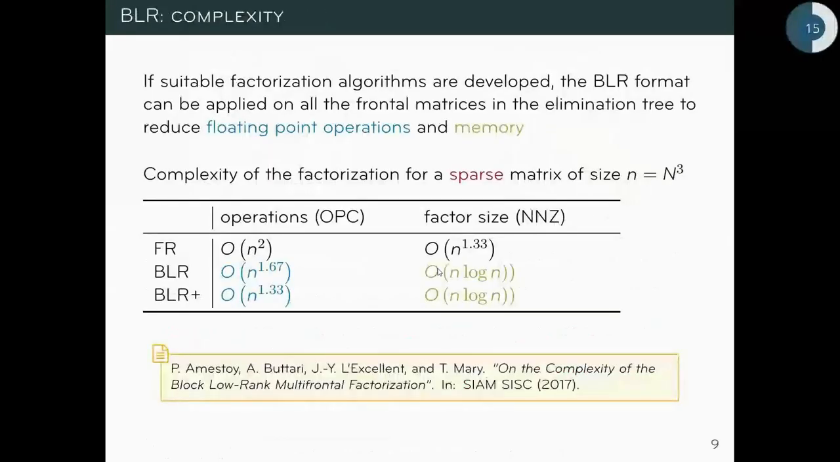Now, we studied the theoretical properties of the block low rank format, and we proved that the complexity of the sparse factorization, when we use block low rank, can be reduced to n to the power 1.6. Which is a nice gain compared to n squared, especially in the case where n is very, very big. And we developed multiple variants of the block low rank format, and we proved that for the best of these variants, which we call here BLR plus, the complexity can be as low as n to the power 1.3.